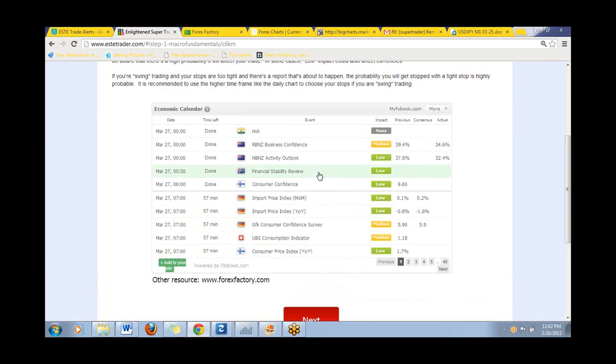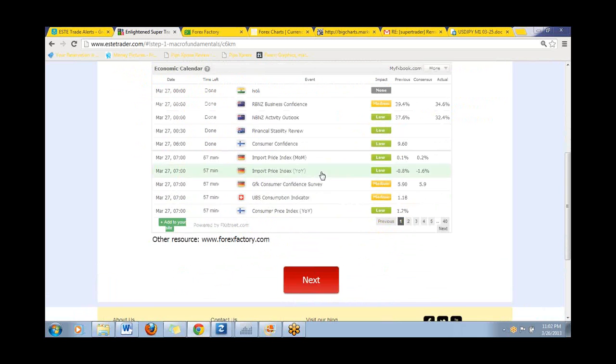Alrighty. So in terms of macro fundamentals of things, this is definitely the first step we need to look for. In 57 minutes' time, so about midday, we have the import price index based in Germany, but it is medium. But we have the consumer confidence survey. It's pretty much medium, and the Swiss UBS consumption indicator.